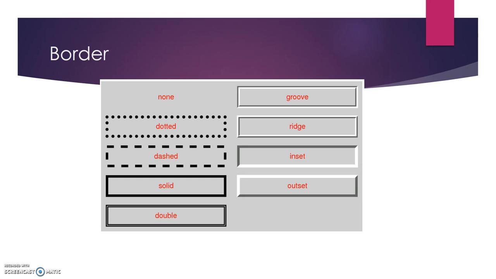Double is 2 parallel solid lines with some space between them. The thickness of the lines is not specified, but the sum of the lines and the space must equal the border width. Groove looks as if it were carved in the canvas. Ridge looks as if it were coming out of the canvas. Inset looks as if the content on the inside of the border is sunken into the canvas, and outset looks as if the content on the inside of the border is coming out of the canvas.